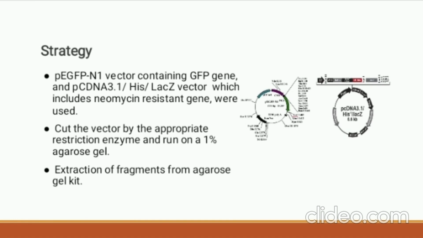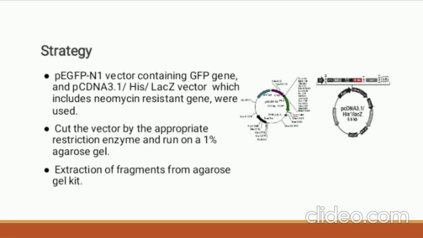Strategy. Two types of vectors were used, pEGFP, one vector which contained the GFP gene, and pcDNA3.1, a vector which contains the neomycin resistance gene. These vectors were cut with the help of restriction enzymes. A vector is also a piece of DNA, and restriction enzymes are used to cut the DNA at particular sites, and then the fragments were run on an agarose gel to separate the pieces of DNA of different lengths.